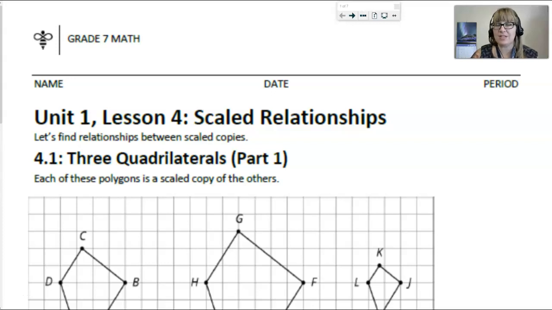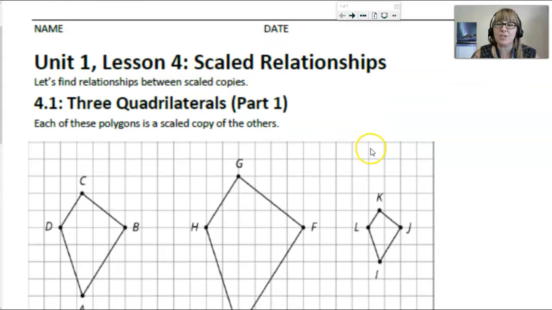Hello, Math 7 students. This is Open Up Resources, Unit 1, Lesson 4, Scaled Relationships. We have talked the last couple of lessons about scaled copies and even scale factors. In each one of those lessons and in each one of those examples that we've gone over, we've always been able to measure the side lengths of something.